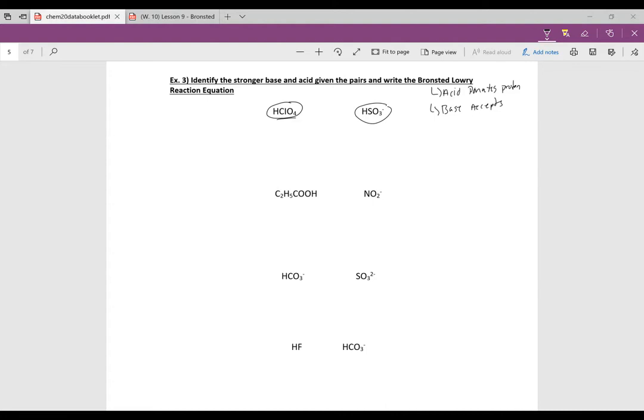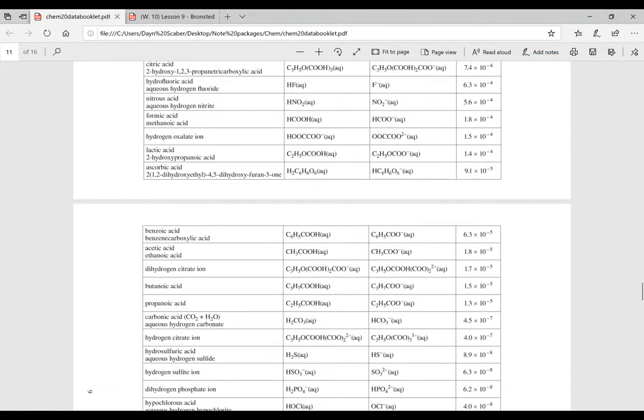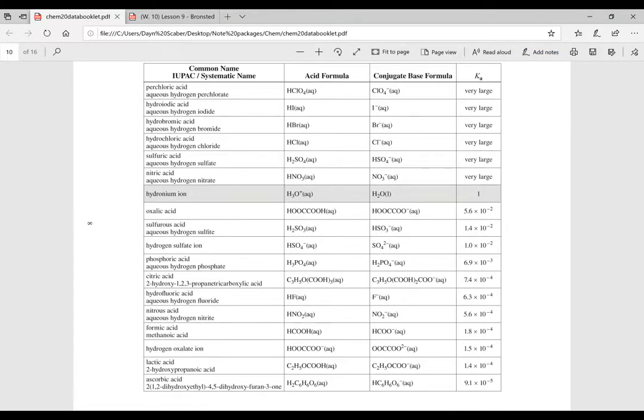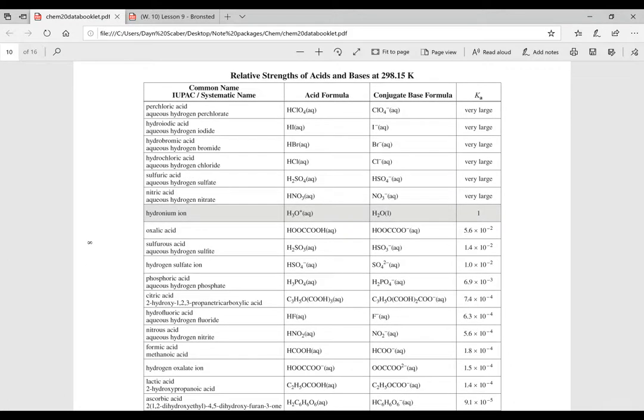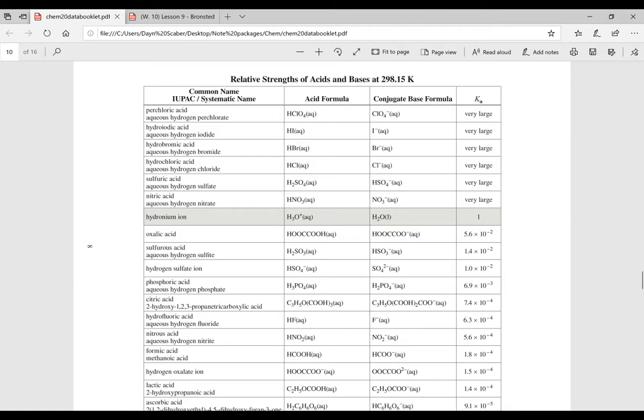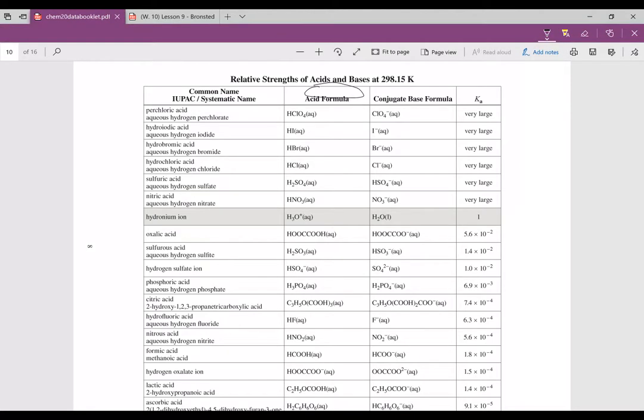Now, if you open up your chem data booklet and you go to page 10 and 11, you're going to see all these things listed. Now, understand your strongest acid and your strongest base will react. That just simply makes sense. Now, how to read this table is your acids are listed on this side, just as it says at the top here. These are your acids, and they're all listed here. Now, the topmost left acid is your strongest acid.